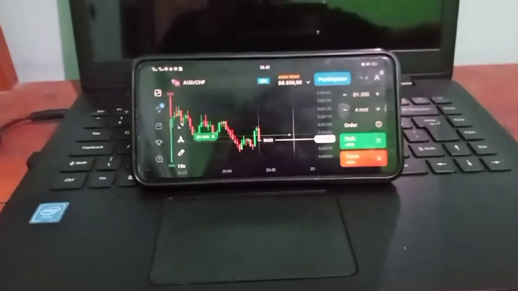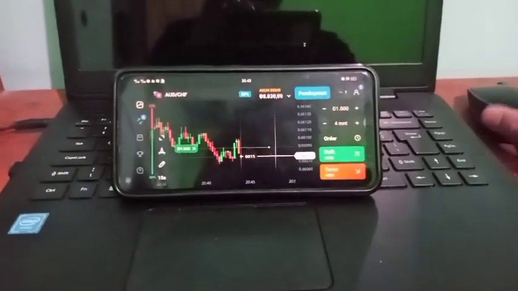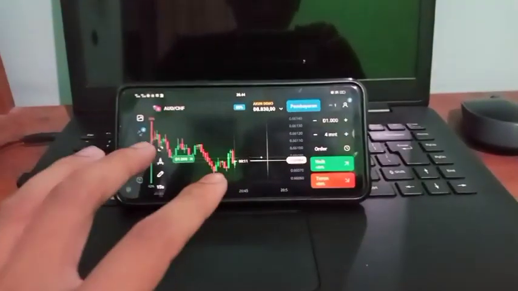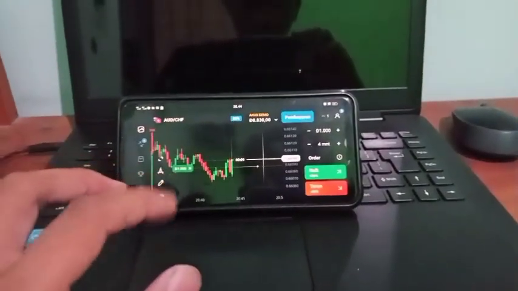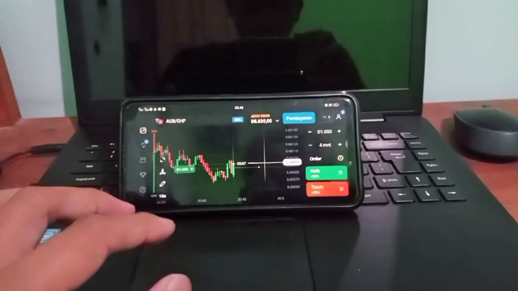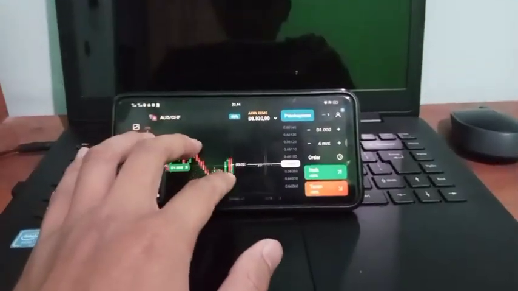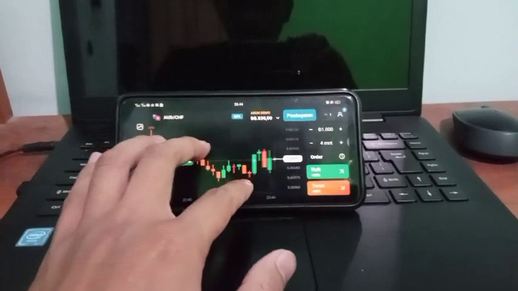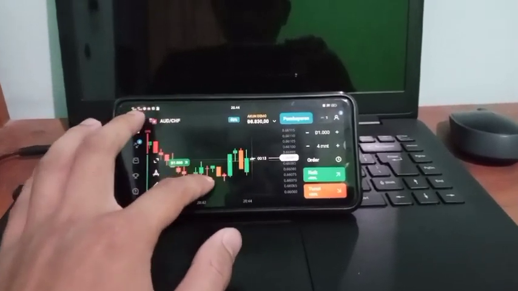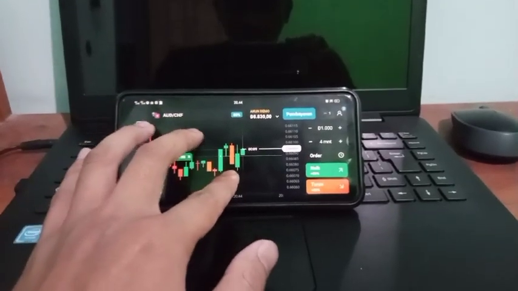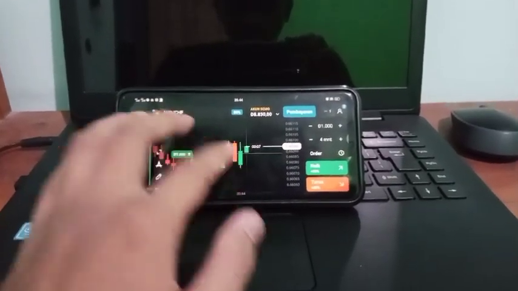Choose the best broker that provides cent or micro accounts with low spreads, so that we can start trading forex with a capital of 100,000 rupiah or $10, so that we can reap profits of up to millions of rupiah or hundreds of thousands of dollars per month.